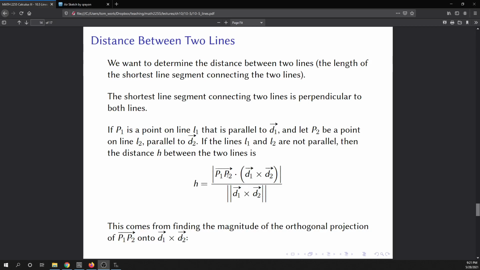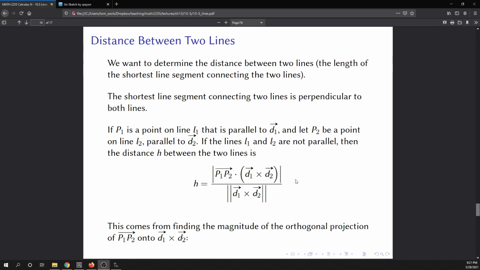So the distance between the two lines is going to be the vector from P1 to P2 dotted with the cross product of the direction vectors. Okay, and then you take the absolute value of it and then divide by the magnitude of the cross product of the two direction vectors. Okay, so that's going to give you that formula.